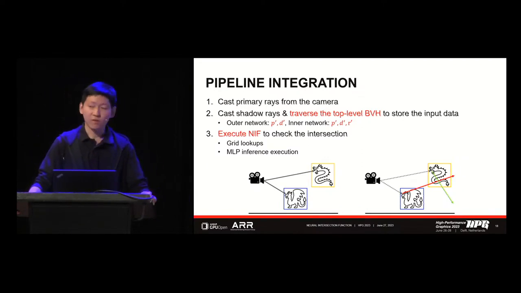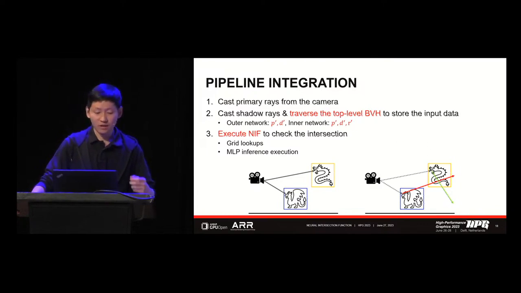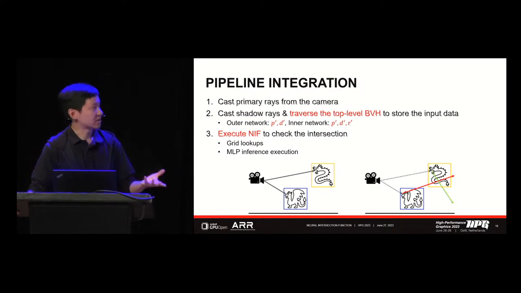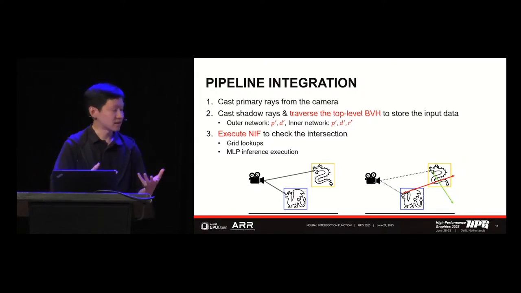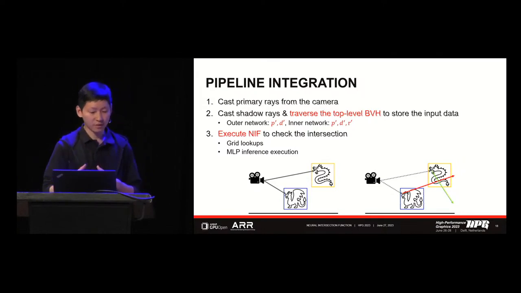For example, the directions and the positions of the rays, and then we convert them to the grid indexes as explained before, and then we execute NIF. So that will include looking up the indexes in the grid to retrieve the trainable features, and then we use those trainable features to infer the MLP.